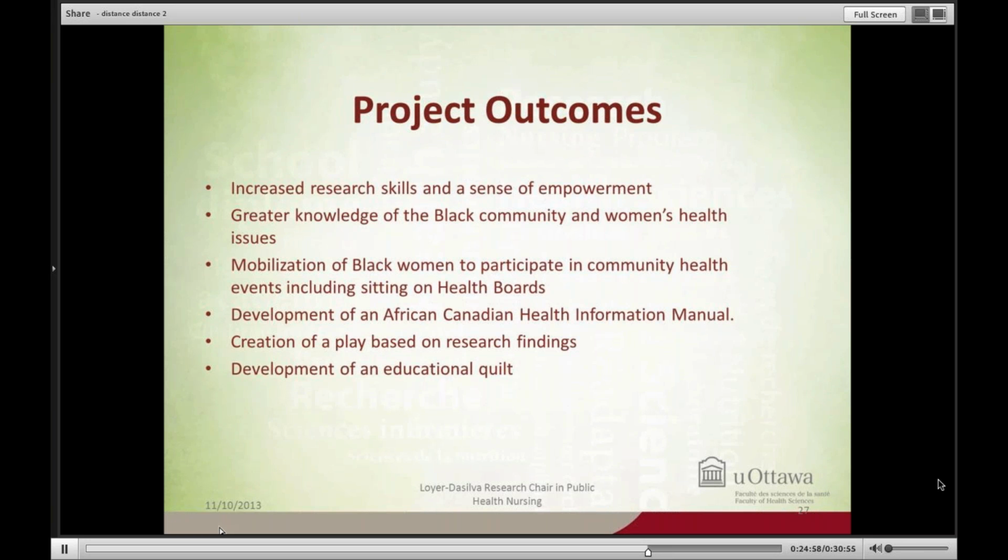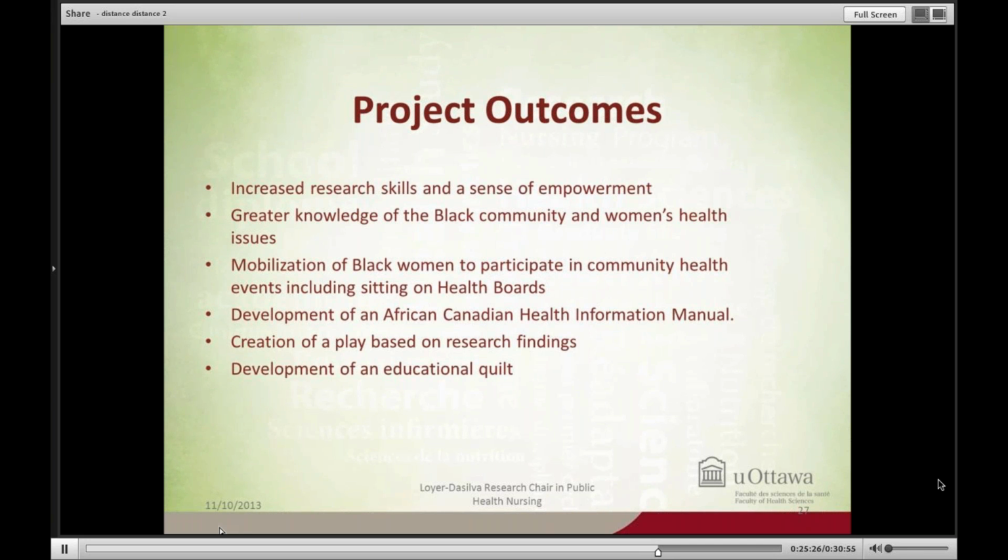We saw greater knowledge of the Black community and women's health issues, and mobilization of Black women to participate in community health events, including sitting on those health boards. Some of them even held an event in the community, a Black women's health walk, and prepared t-shirts to mark the need for more activities to facilitate health in their community.